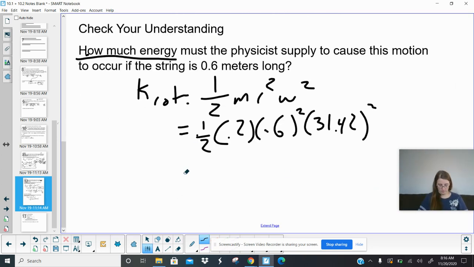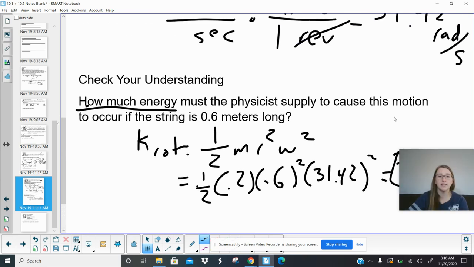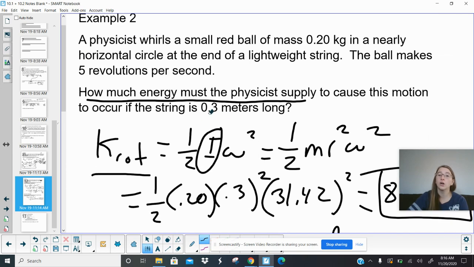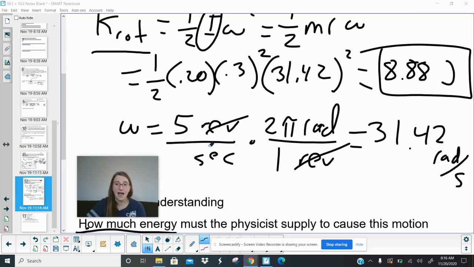So I just got to plug all this in the calculator. We got 0.5 times 0.2 times 0.6 squared times 31.42 squared. Okay, so now we have 35.54 joules of energy. So again, guys, remember that there's a lot of questions on the AP test like this, where they ask, if you were to double this variable, what would happen? Notice that we doubled the R, right? 0.3 to 0.6. But our energy did not double, right?